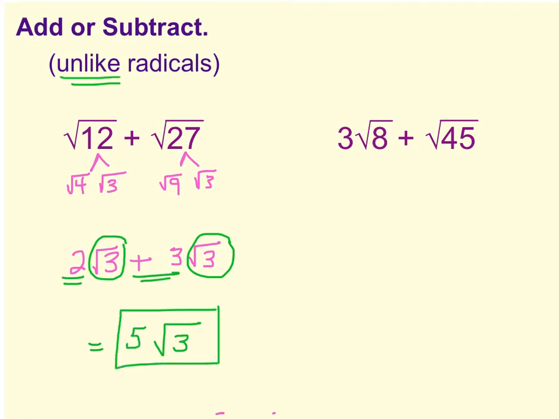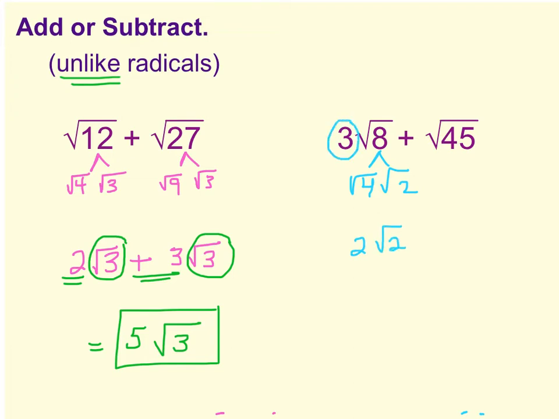Alright, so when you're adding or subtracting unlike radicals, you want to, again, just make sure they're in the simplest form. So you can reduce the 8. This breaks down into a 4 and a 2. Square root of 4 is 2. Square root of 2 is square root of 2.